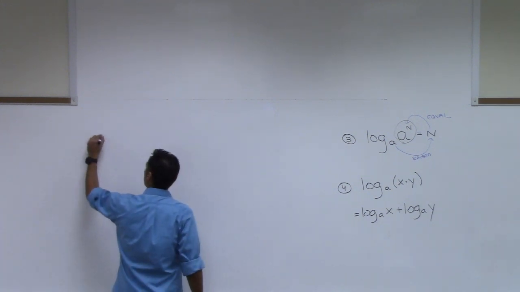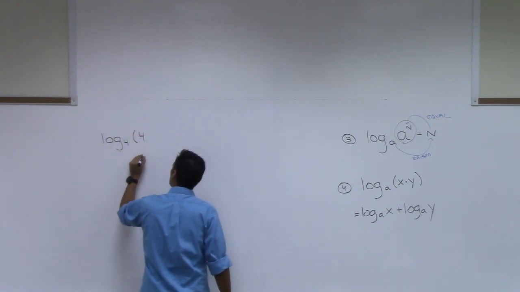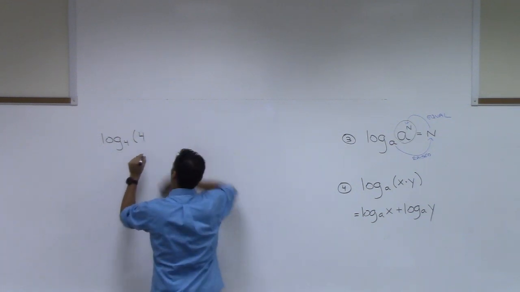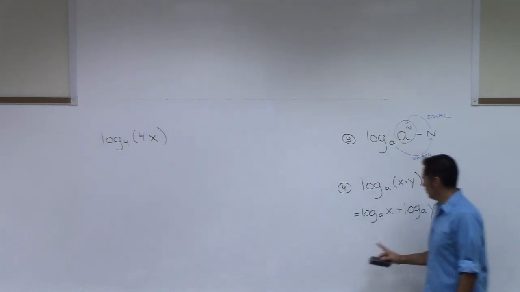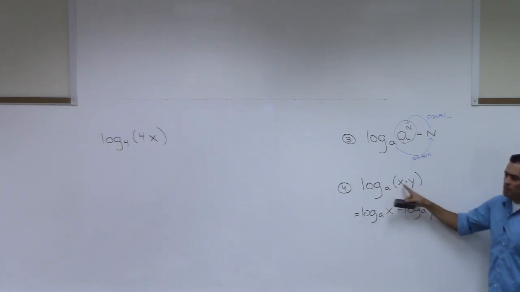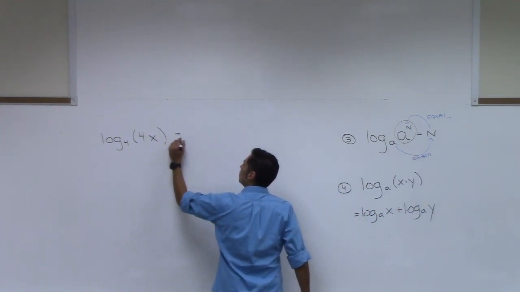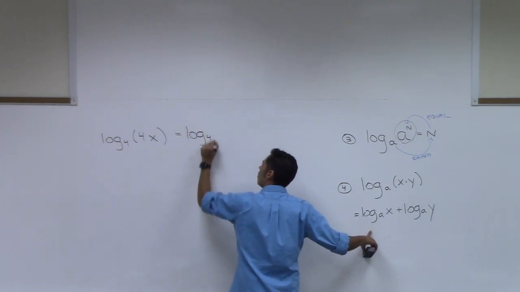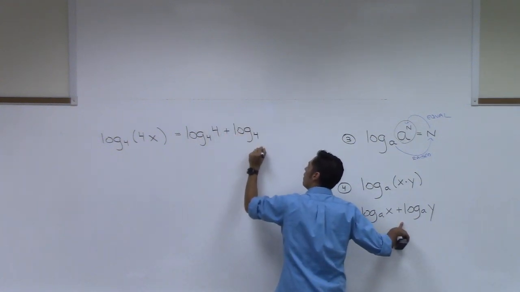What would this be? Log base 4 of 4x. Let's just do 4 times x. Use this property right here. So do we have log base of something, and then do we have multiplication inside? 4 times x, right? So what can this be turned into? Log base 4 of 4, and then plus log base 4 of x.